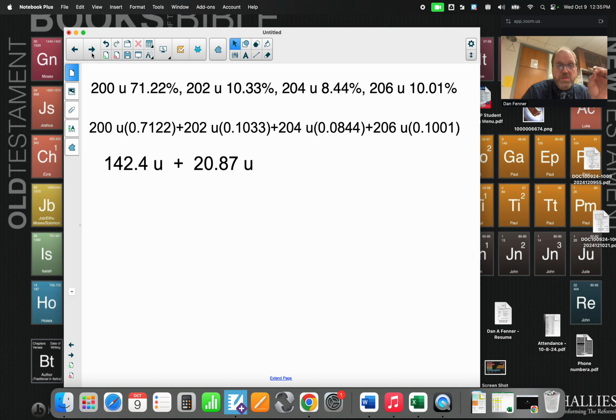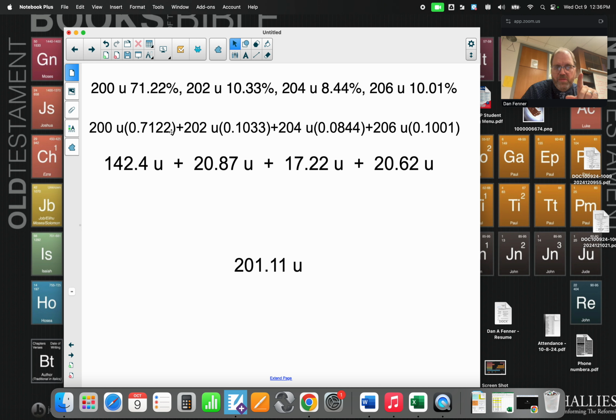Now the next 2 do as well. Take 204 times 0.0844, get the number, write it down. Then take 206 times 0.1001, get the number, write it down. The answers that I have are 17.22U and 20.62U. Then we're going to add them all together. When we do, we get 201.1, and that is between 200 and 206.